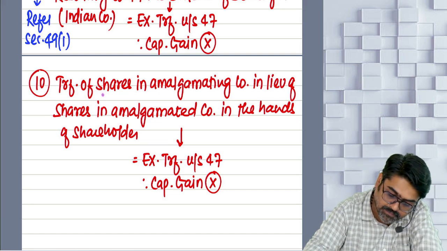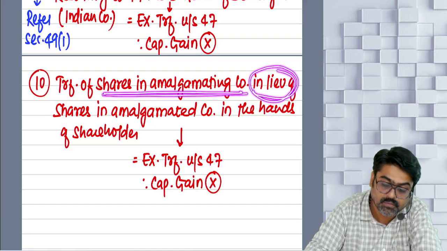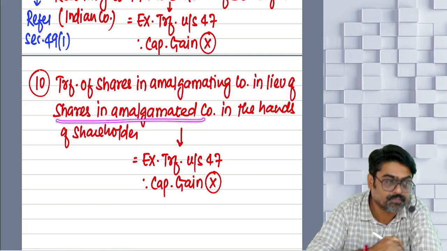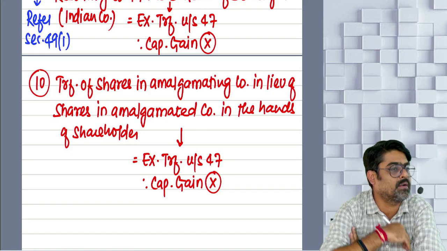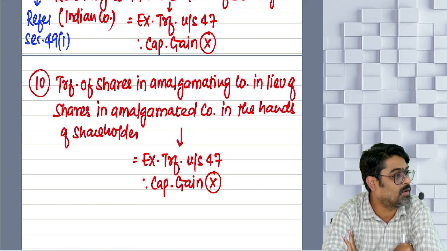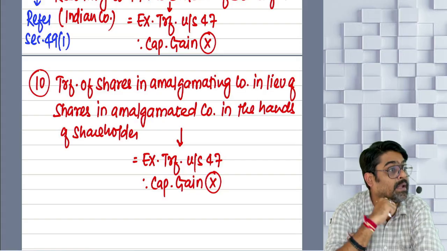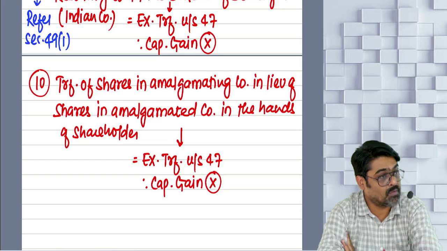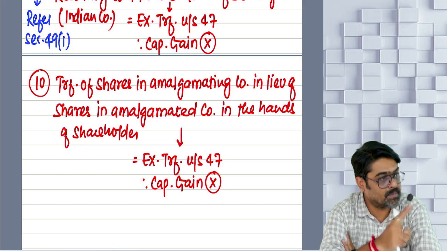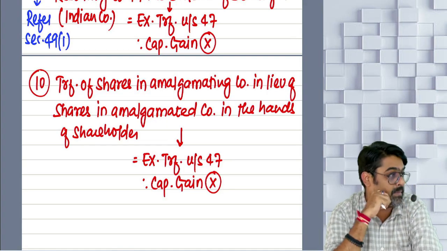Shares of which company are getting transferred in lieu of shares in? So you give the shares of the amalgamating company, in return you are going to get shares of the amalgamated company. If you are a shareholder and the amalgamation is taking place of your company, the company whose shares you are holding is getting amalgamated. Yes or no? So now you will have to surrender your shares of the amalgamating company, and in return you are going to get shares of the amalgamated company.